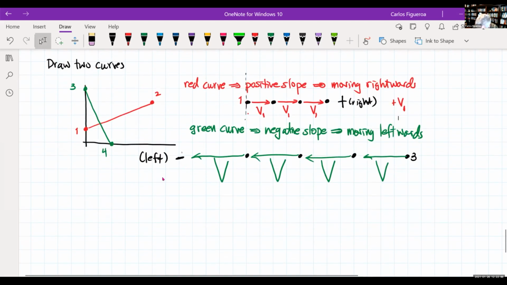And then if I look at these guys, and if I try to write this velocity, maybe I should label these 3 because it starts at 3. So when I write this equation, I have to put a minus sign in 3 to tell you that you're moving in the leftward direction.